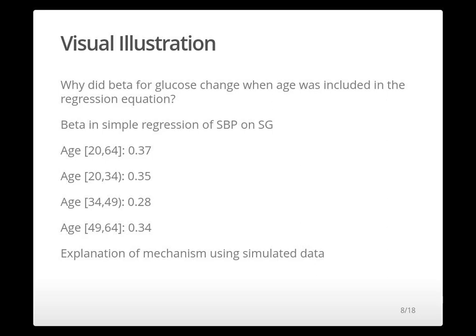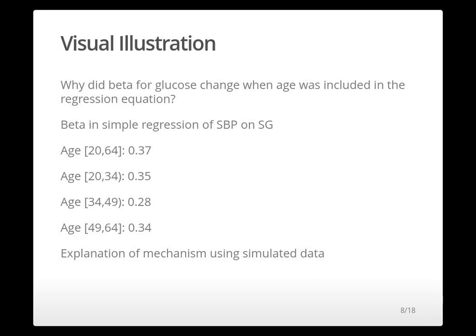Why did the coefficient for serum glucose decrease from 0.37 to 0.31 when age was included in the regression equation? In order to explore this question, I did 3 more simple regression analyses of systolic blood pressure on serum glucose. The estimated regression coefficient was 0.37 for the broad age range from 20 to 64. I split the age range into 3 narrower age ranges of 20 to 34, 34 to 49, and 49 to 64, and obtained an estimate of the coefficient for each of the ranges. We may expect that 0.37 should be like an average of the estimated coefficients for the 3 narrower age groups. But actually, as shown here, all of the 3 estimated coefficients were lower than 0.37.